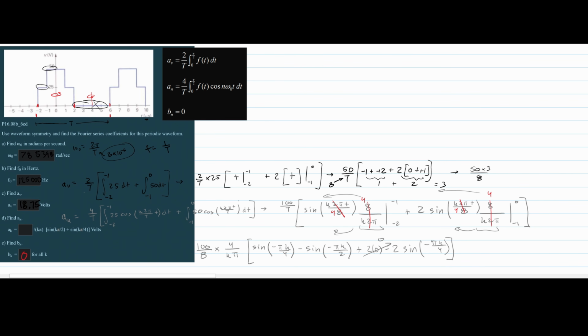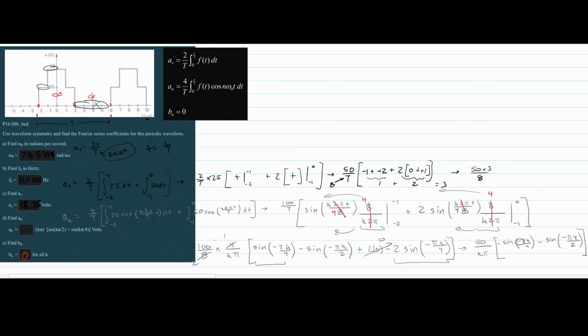And now we can combine some things. So this is going to be halved. We are going to have a 50 over pi times k. And then inside of here, if we combine this with this, we are going to end up having a minus sine of minus pi times k over 4. So that's what that's going to be. And then we are also going to have the minus sine, and then we have our minus pi times k over 2.